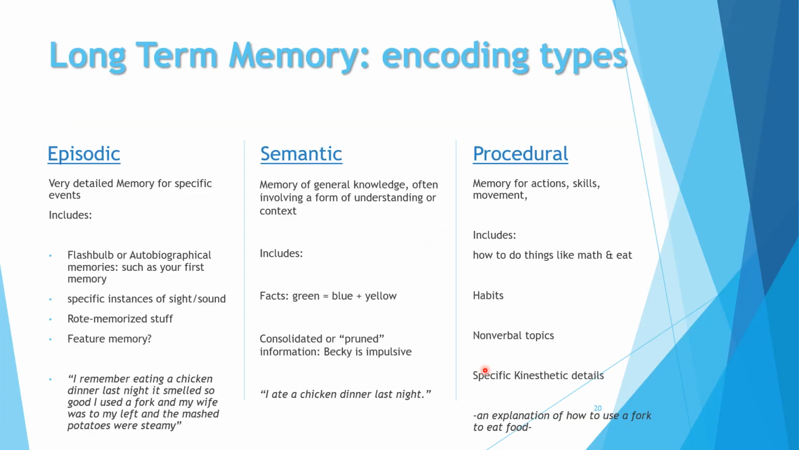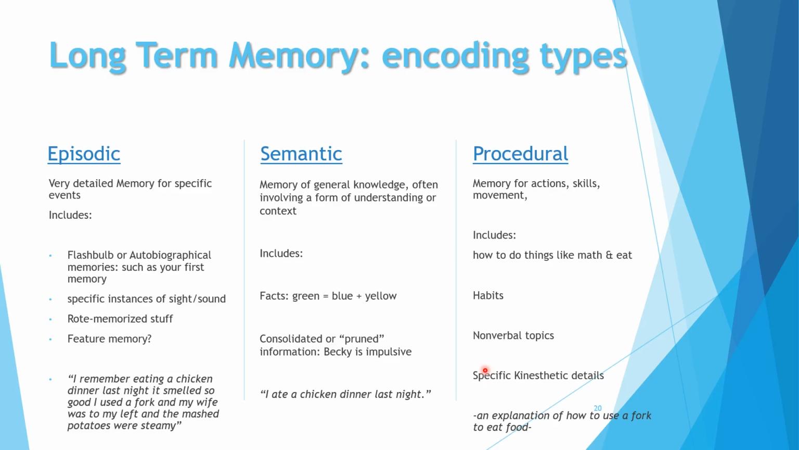So I got a couple of summarizing slides here. Episodic memory is memory for specific events. It's the memory that you remember. So an example here at the bottom left, I remember eating a chicken dinner last night. It smelled good and I used a fork to eat it, and my wife was to my left and the mashed potatoes were steamy. A semantic memory is memory for things you know. I ate a chicken dinner last night.